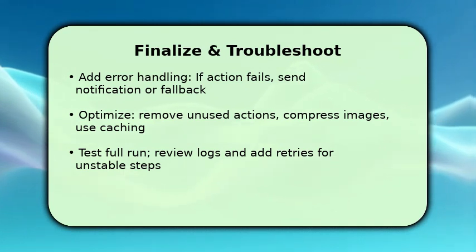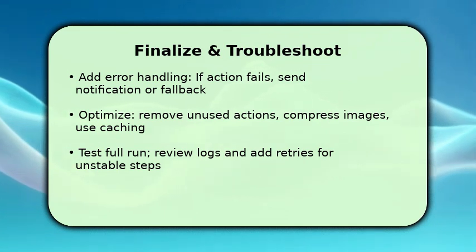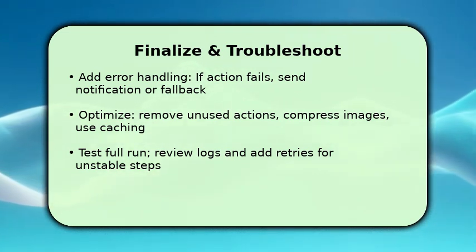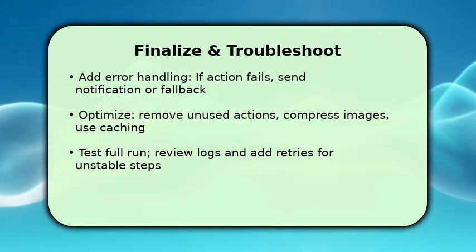Remove unused actions, compress large files, and use caching variables to speed repeated runs. If something breaks, check the quick look previews and logs, then add an if fallback or a retry loop for flaky network steps. One key troubleshooting tip: enable step-by-step mode.